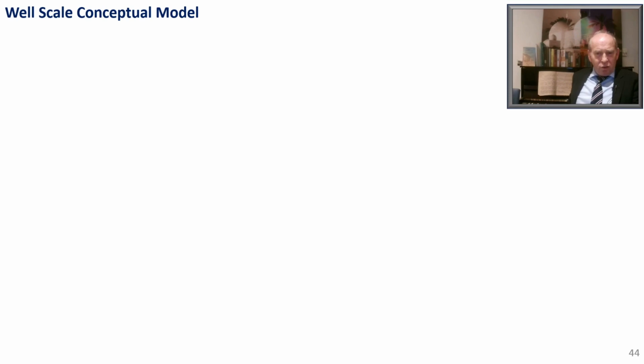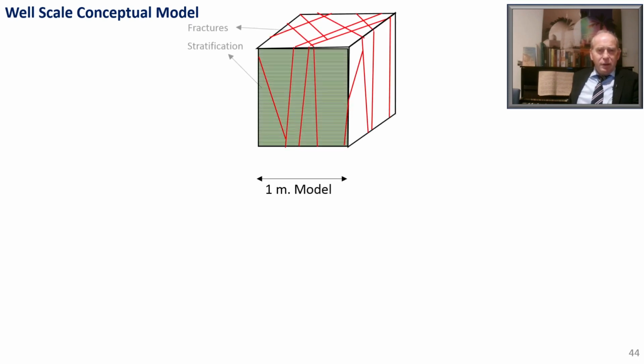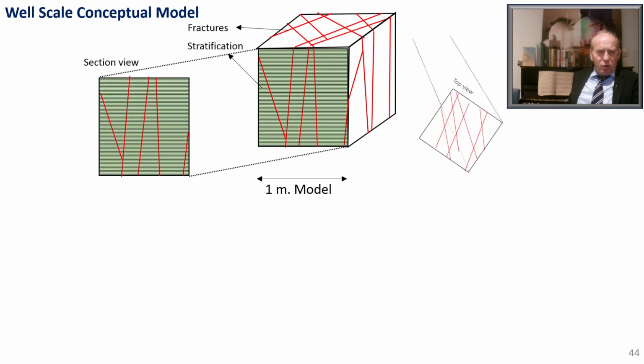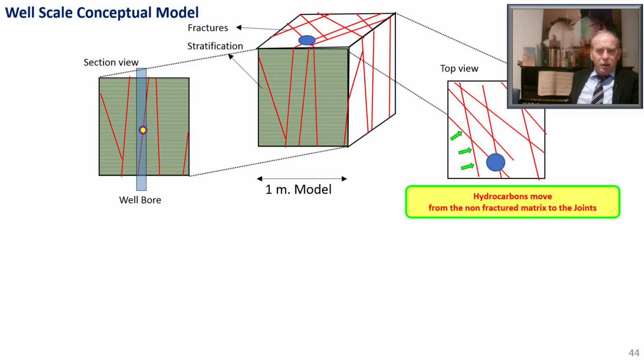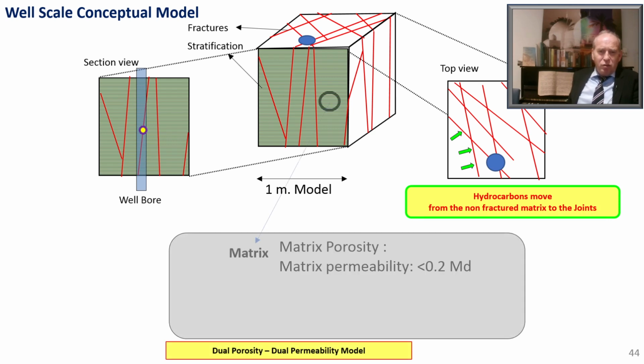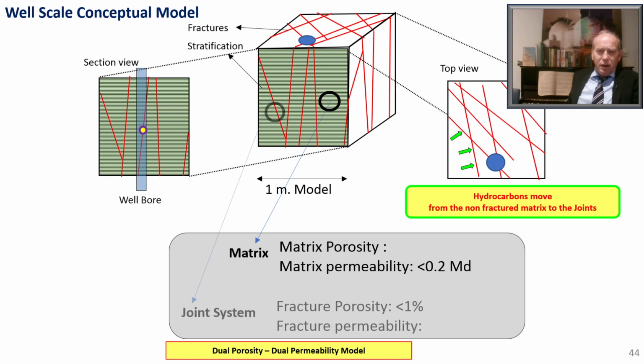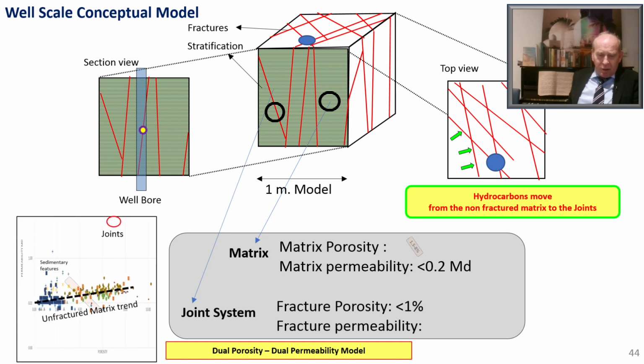This brings us to the construction of a well-scale geological conceptual model. Here we see a 1 meter scale model, how it is manifested in section view on core data and log data, and top view in the outcrops. Hydrocarbons, of course, we imagine they move from the matrix to the joints. Therefore, in the dual porosity, dual permeability model, we imagine a matrix porosity and a very low permeability, and the joint system with a certain fracture porosity, very low, and a fracture permeability.